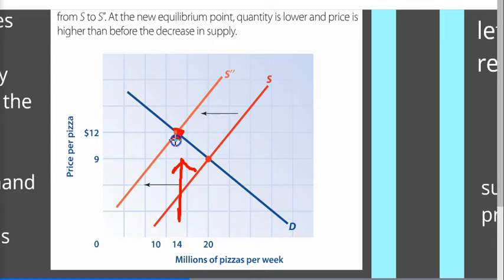Okay, the new equilibrium point, that means our prices were rising. We're now to $12. And we come down here to $14. So the quantity decreased. As long as the demand curve slopes downward, a leftward shift of the supply curve, so we shifted this new supply curve to the left, increases price but reduces the quantity supplied. Let's turn this off.